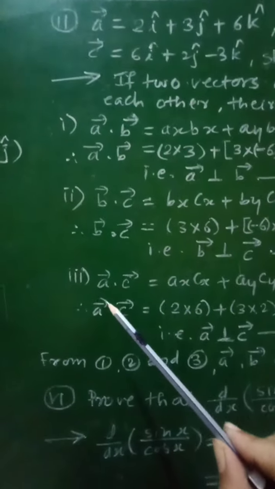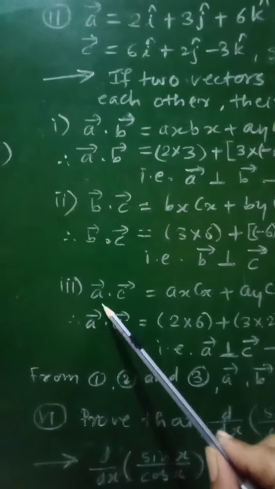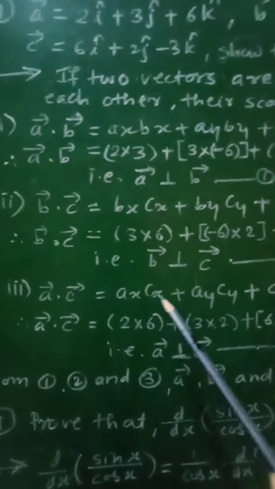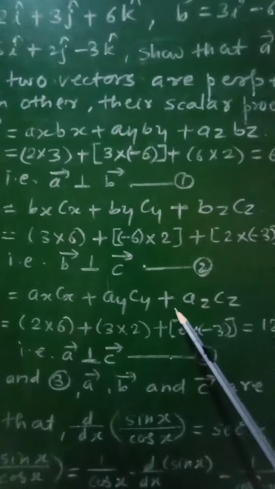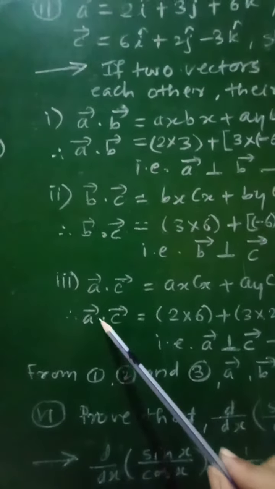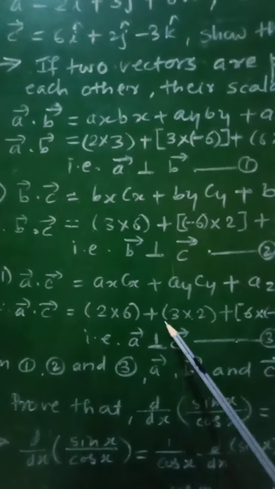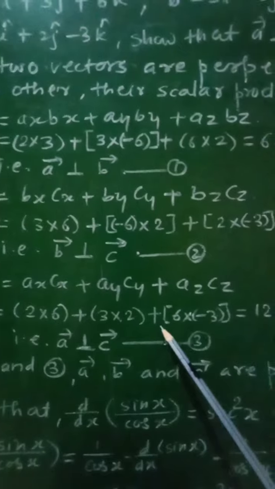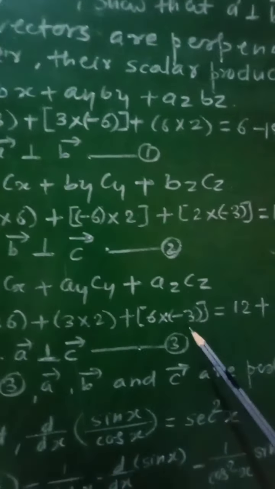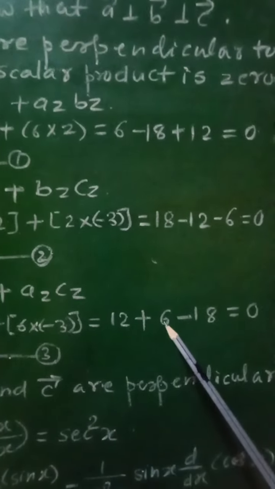Similarly, for the remaining two vectors, vector A and vector C, the scalar product will be vector A dot vector C equal to ax cx plus ay cy plus az cz. Putting the values, we will get vector A dot vector C equal to 2 into 6 plus 3 into 2 plus 6 into minus 3, which comes out to be 12 plus 6 minus 18. 12 plus 6 is 18.